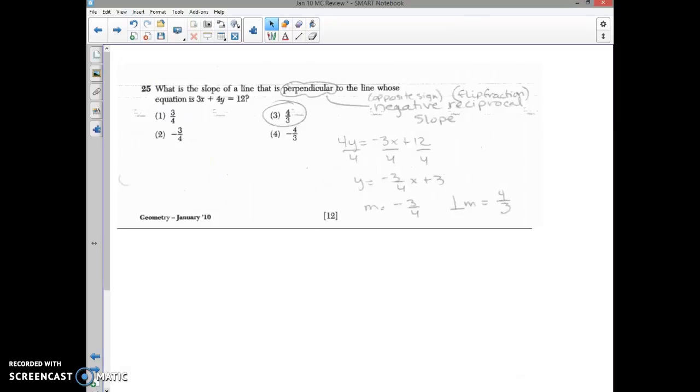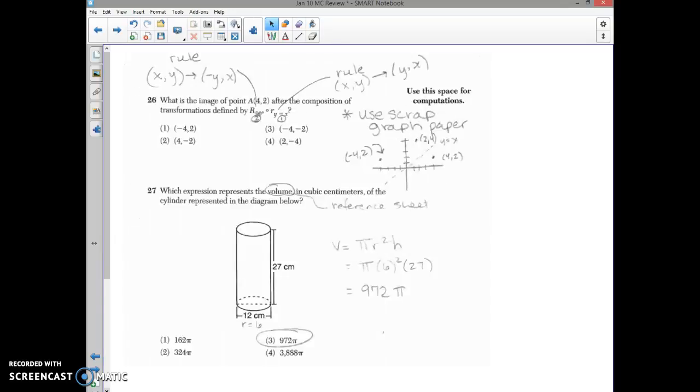Number 25, we've already discussed the negative reciprocal. Just copy this down, take a moment, make sure you understand how to get the perpendicular slope. Keywords for composition. When you have this dot right here, it means that you need to do this first. When you do a reflection over the line y = x, it's really easier to use the rule, and you're also going to want to draw a scrap graph. I would use the scrap graph in the back of the test.